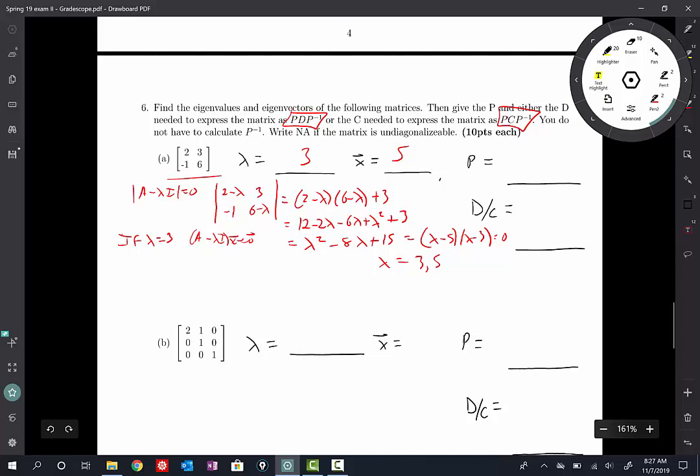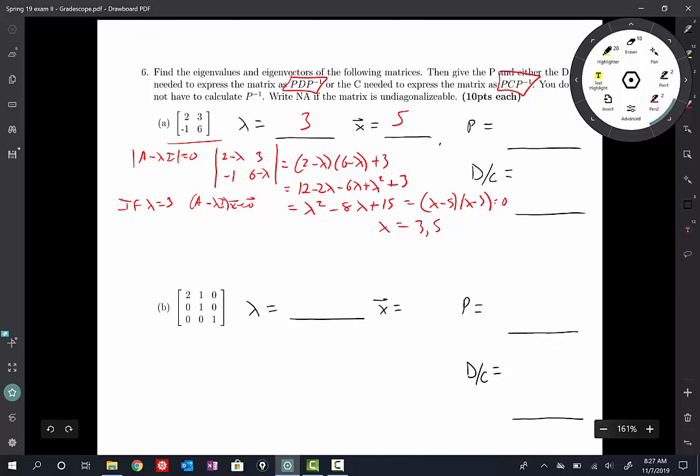So now I plug in the eigenvalue and solve the associated homogeneous equation. If I subtract 3 on the diagonals, I get negative 1, 3, negative 1 and 6 minus 3, which is 3. I'm not surprised to see that they're multiples of each other. That's to be expected. When I row reduce this, I'm going to get a matrix that looks like this. First equation tells me that x1 is equal to 3x2, and x2 is my free variable. Looks like my first eigenvector is going to be 3, 1.